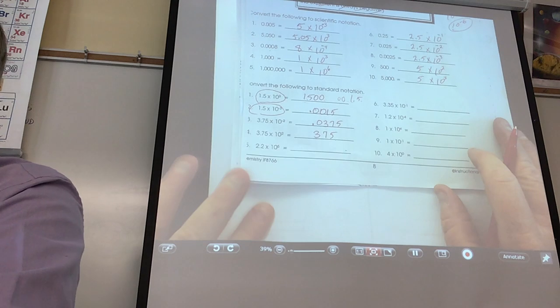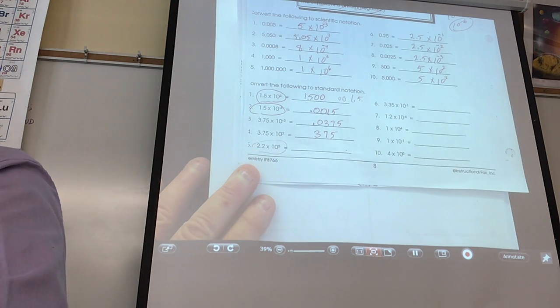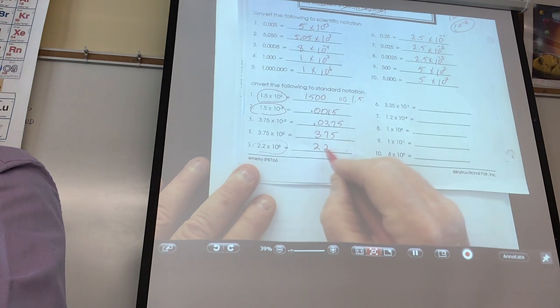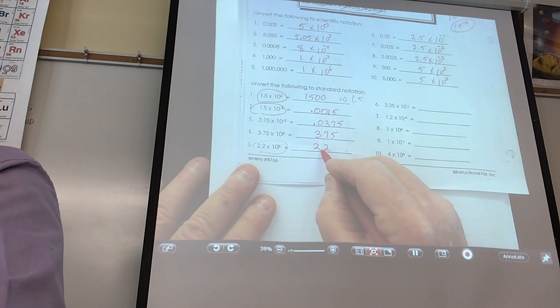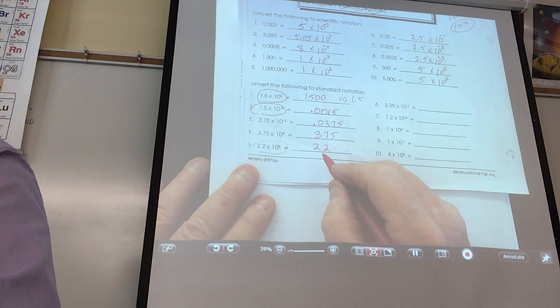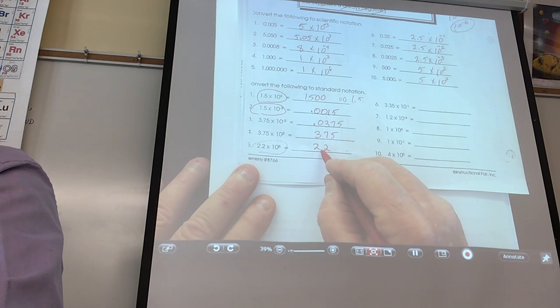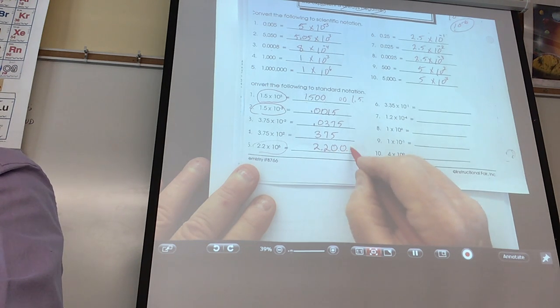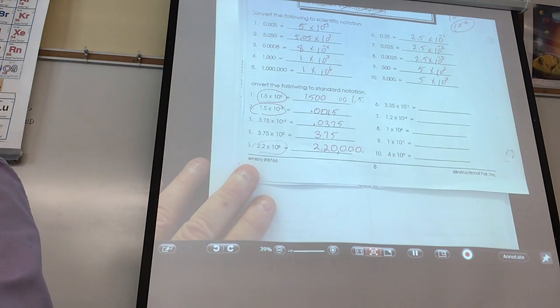Noah. What kind of number is it, Noah? Big number. He's big. You're gonna move it 5 places. And when you get down, it's gonna be big. Here's a 2.2, right? I'll move it 1, 2, 3, 4, 5. What do you think about that?